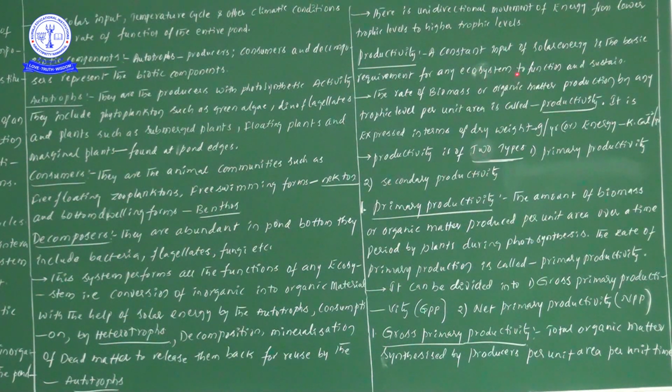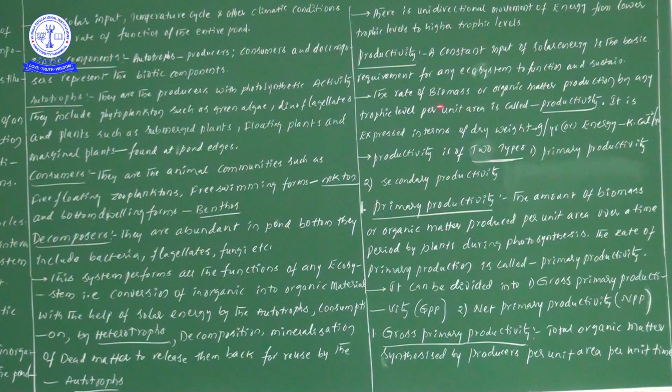Sir, why have we considered it as the basic one? For proper functioning as well as for sustainability. From the sustainability point of view and the proper functioning point of view, sunlight acts as the basic requirement of any ecosystem.